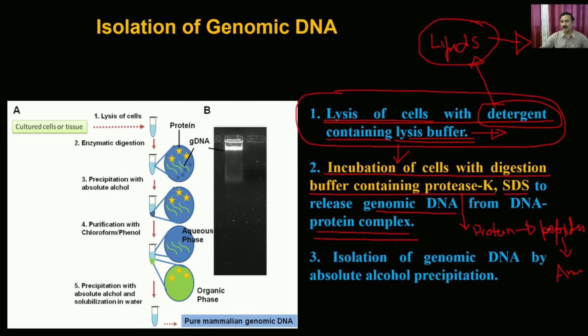Either you degrade the protein with the help of proteinase K, and that is going to chew up all the protein except the genomic DNA. So now what you have is the genomic DNA, the chewed protein either in the form of peptides or amino acids, and then the lipids as well as the carbohydrates. From this mixture, you are going to isolate the genomic DNA by absolute alcohol precipitation.